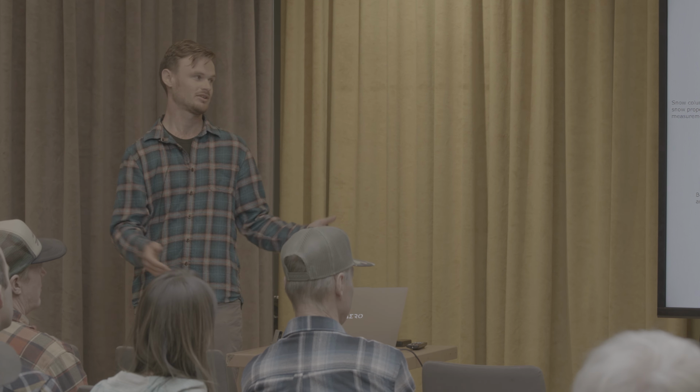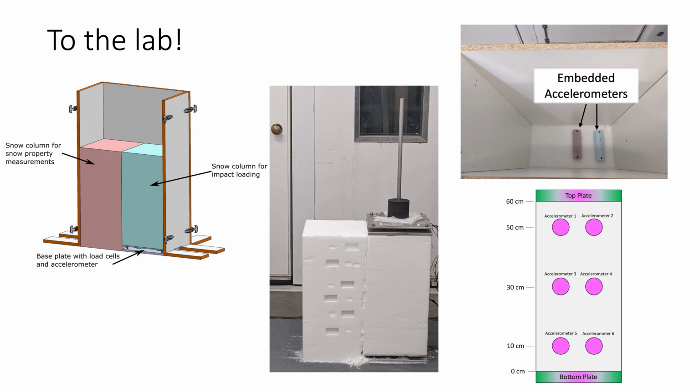The general experimental design is to have two columns of snow. The column on the left is dedicated for snow property measurements like density, temperature, hand hardness, etc. And the column on the right is for impact testing.